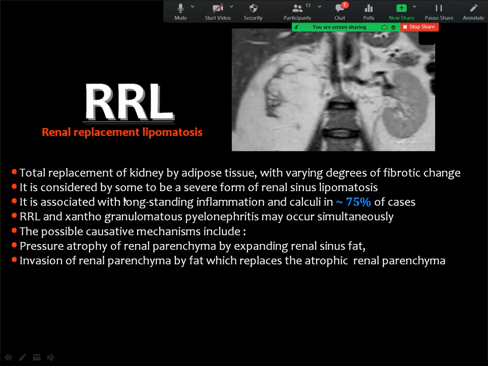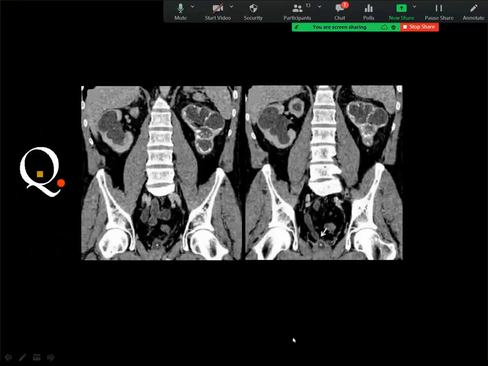It is considered a severe form of renal sinus lipomatosis, and is associated with long-standing infection and calculi in about 75% of the cases. Renal replacement lipomatosis and xanthogranulomatous pyelonephritis may occur simultaneously, of course, starting with xanthogranulomatous followed by replacement lipomatosis. And these are some of the explanations of the deposition of fat. Next case.